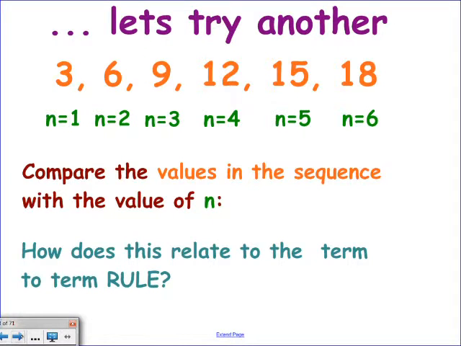So, what is my term-to-term rule here? What am I doing between these numbers? I'm adding 3.